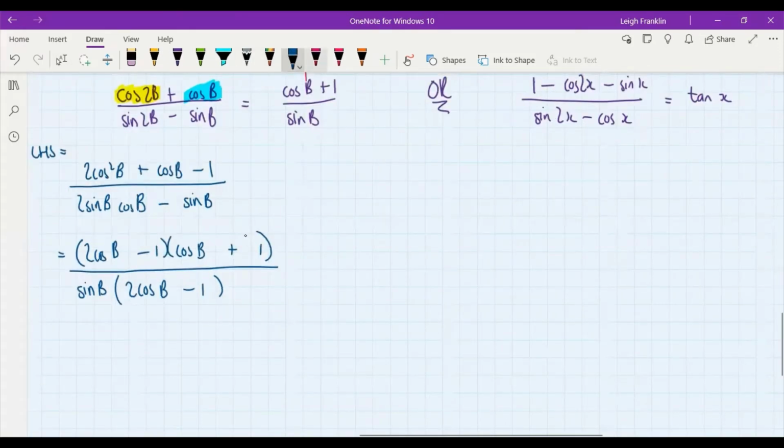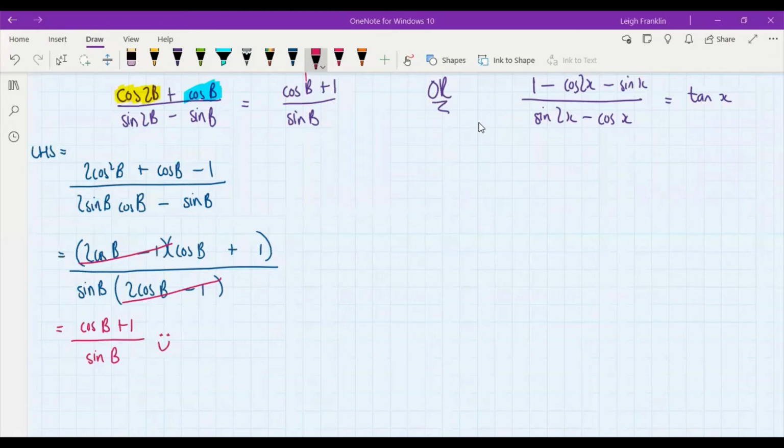And now the question is working beautifully, because we're going to cancel that guy with that guy over there. And look at that. Haven't we got the right-hand side? We do. We've got cos b plus 1 all over sine b. Okay, and we're all happy, hopefully. You see what I'm getting at, how you know what to combine it with.